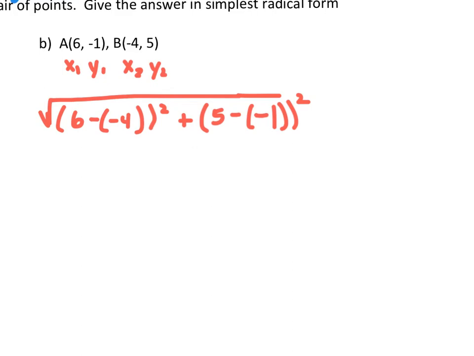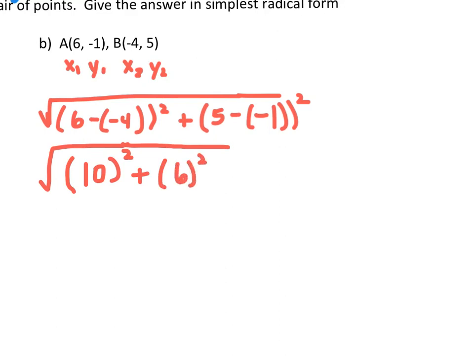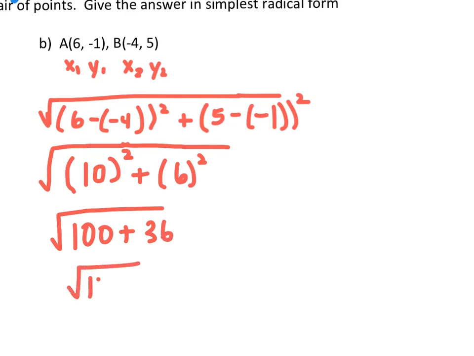In example 2, we're given two endpoints of a diagonal again, so we'll use our distance formula. Our x's, 6 minus -4 squared, is going to give us 10. When we're subtracting a negative, we're really adding. And then 5 minus -1 squared will give us 6. Continuing to solve, we'll get the square root of 100 plus 36.